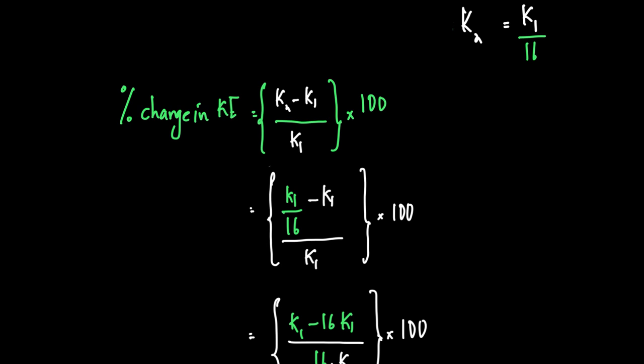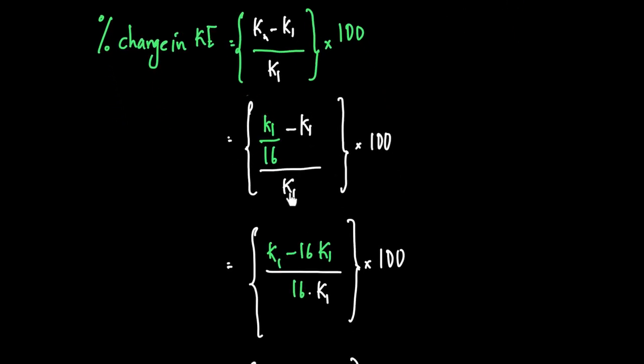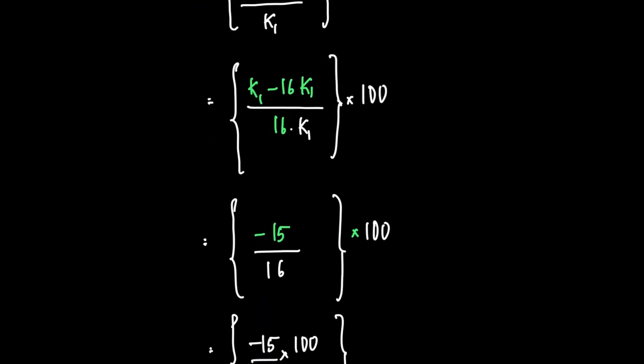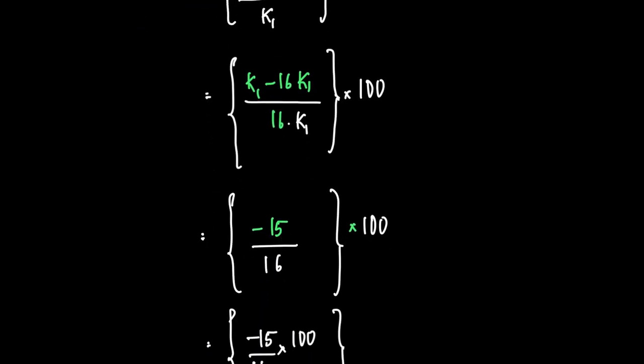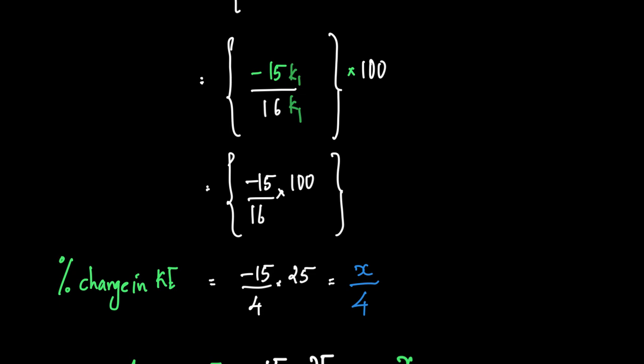Which I can write further as the whole upon 16 into k1. So we have k1 minus 16 k1, which is minus 15 k1. And what's the denominator? We have k1 as well. Now what is k1 by k1? k1 by k1 is 1, and therefore I can take this as minus 15 by 16 into 100.